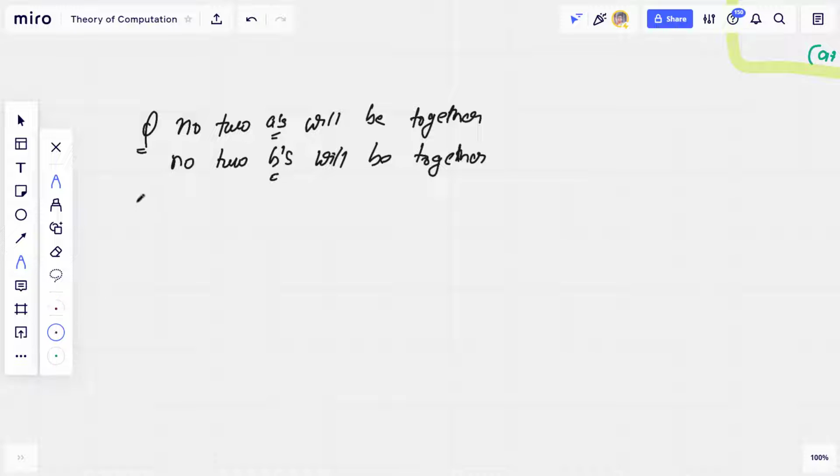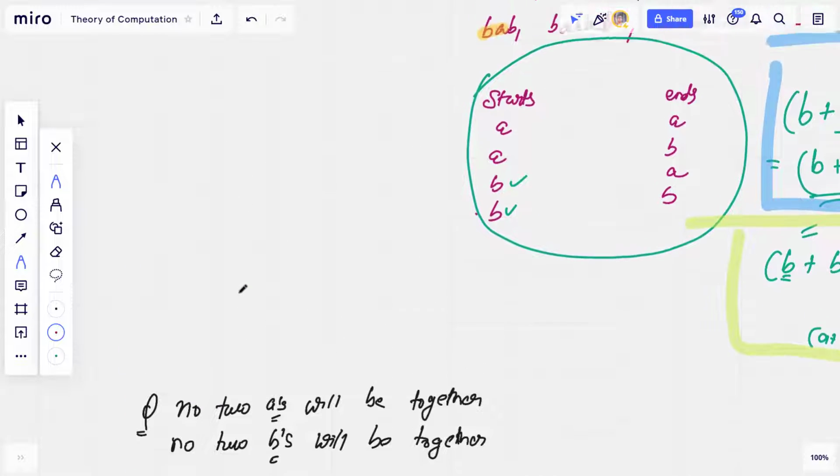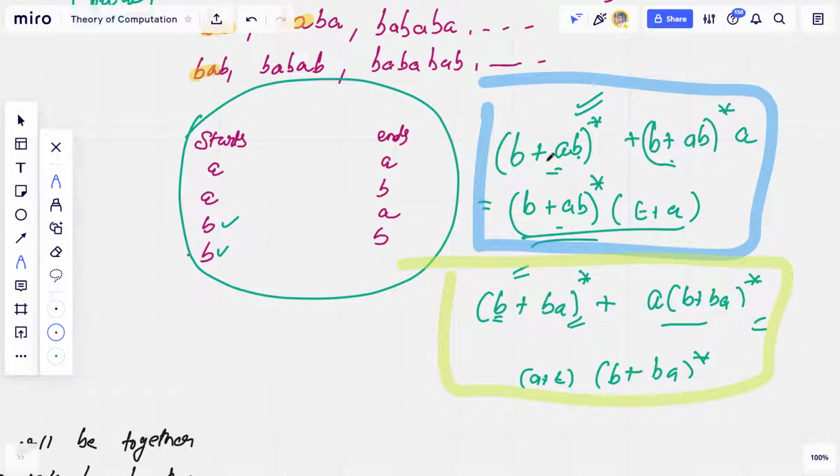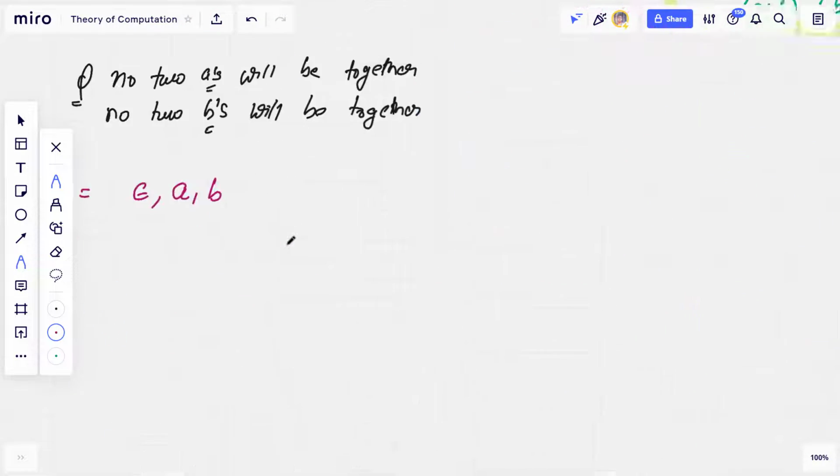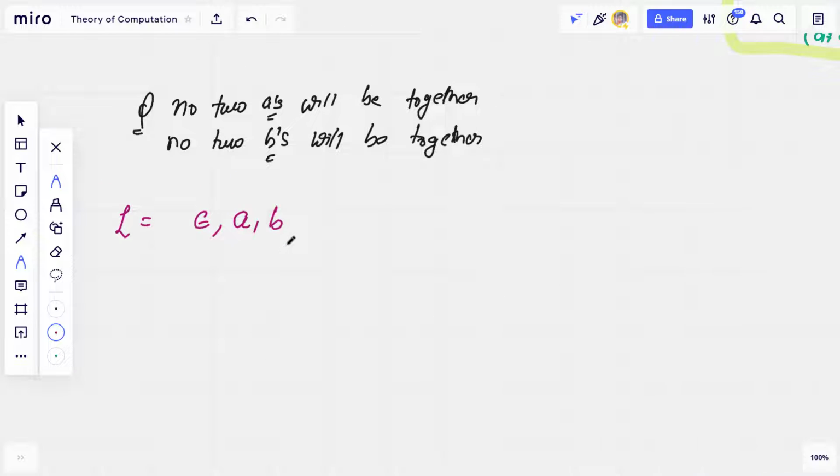Let's write the language first. Will epsilon be present? Yeah, epsilon will be present for sure. Now any number of A's or any number of B's cannot be present because A and B cannot be together. But a single A can be present or a single B can be present. In the previous case also a single A and a single B could be present, and we can account for that here too. So no doubt in that.